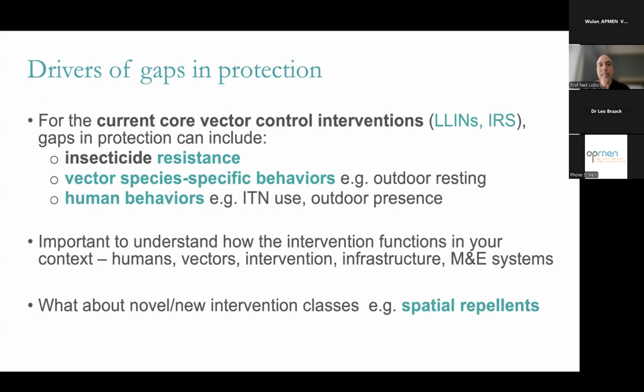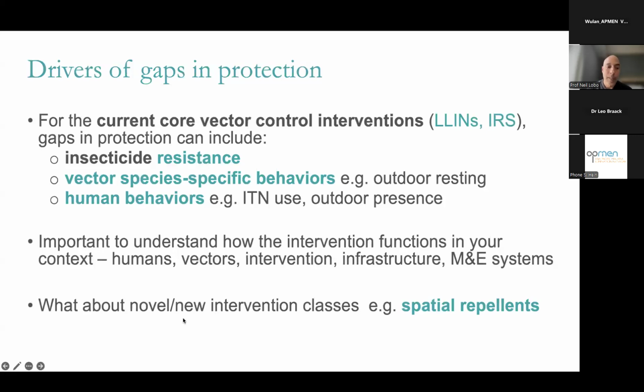So what is a driver of a gap in protection? For the current core WHO recommended interventions of bed nets and IRS, a gap in protection, for example, can include insecticide resistance. Your mosquitoes are resistant. It can contribute to more mosquitoes and more mosquitoes biting, infected mosquitoes biting.